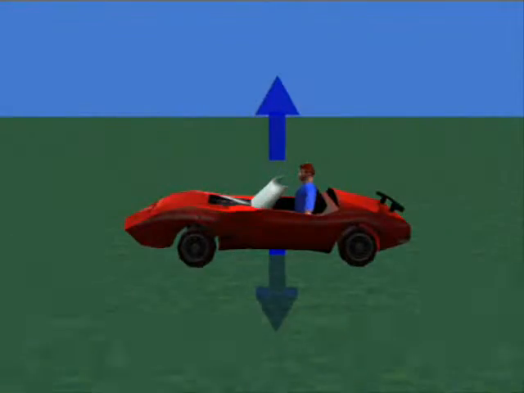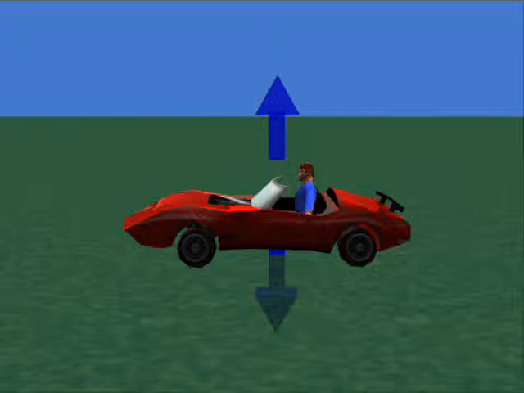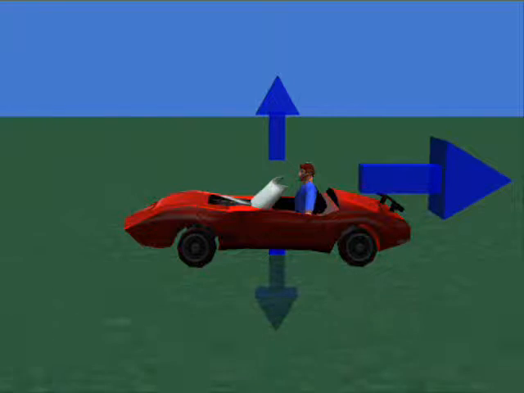Okay, we're going way too fast, so let's slow down a little bit. I'm going to press on the brakes, which is going to slow down the rotation of the wheels. This is essentially going to give us a greater force in the backward direction. Since the force in the backward direction is greater than the force in the forward direction, we're going to slow down.